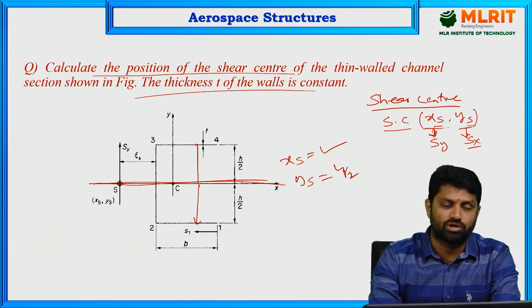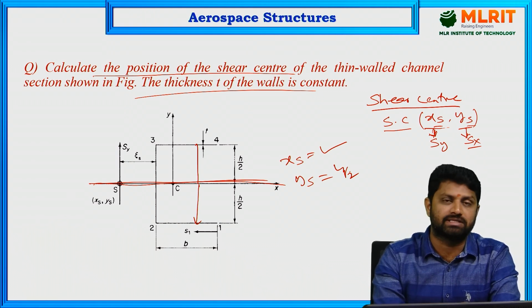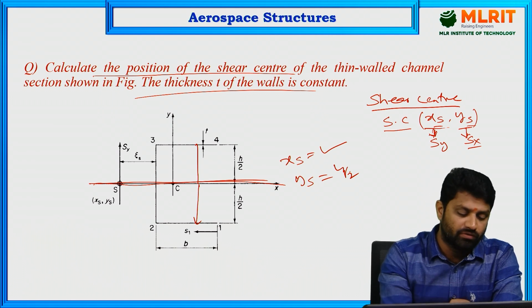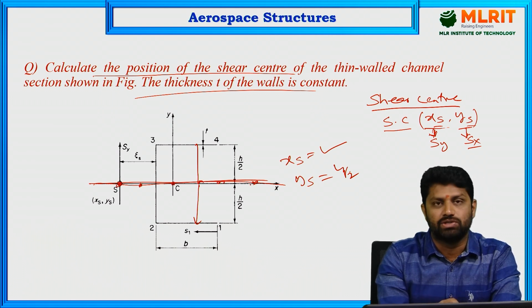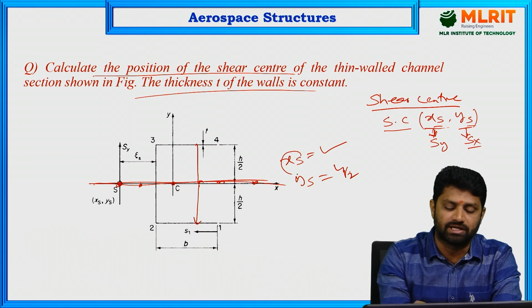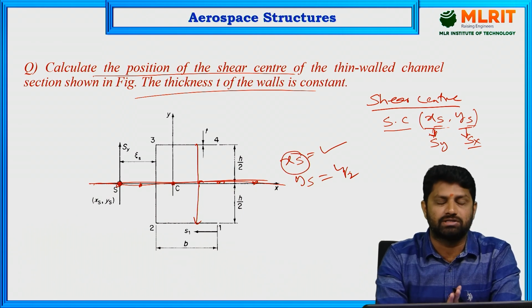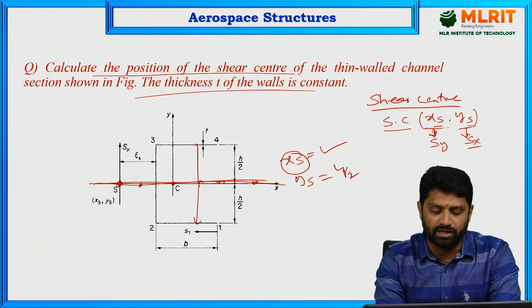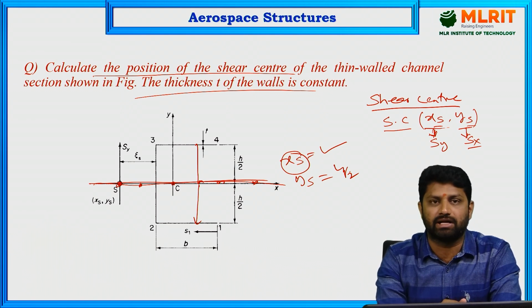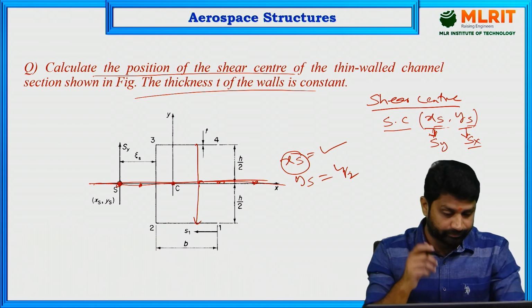Since this problem has a horizontal axis of symmetry, the shear center lies on this axis of symmetry, but we don't know whether it may lie here or here or here, anywhere. So it may lie anywhere on the axis of symmetry, so we need to find its horizontal position, at what distance it lies on the horizontal axis. That is what is important here. The vertical position of shear center we can read straight away from the diagram itself.